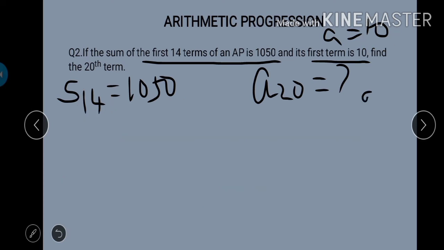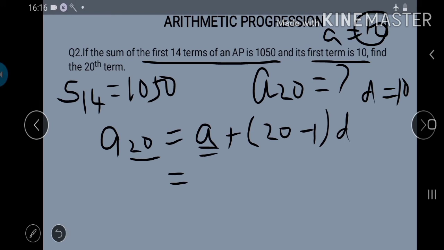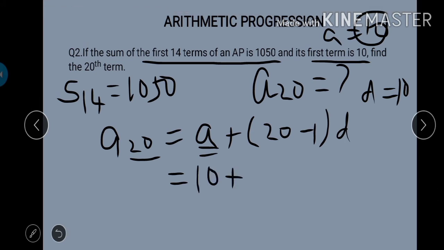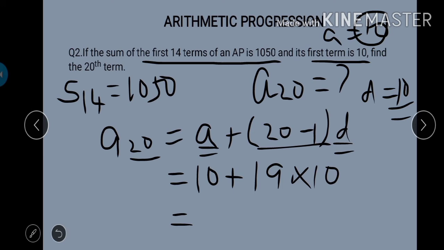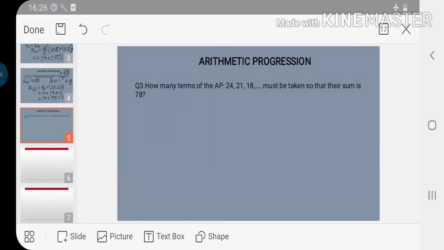Is equal to 10. Yes. Now I want to find A20, that is equal to a plus 20 minus 1 d. a is 10, 19 into d is 10. So I have 10 plus 190, that is equal to 200. This is my answer.